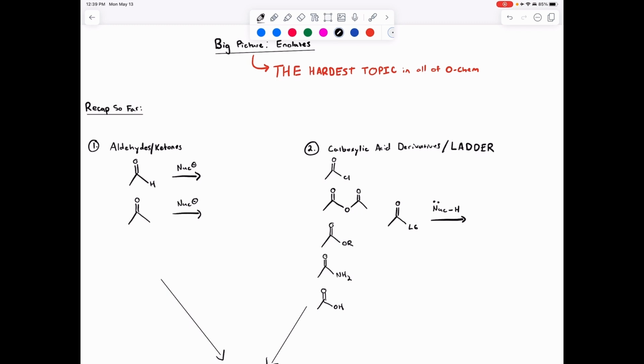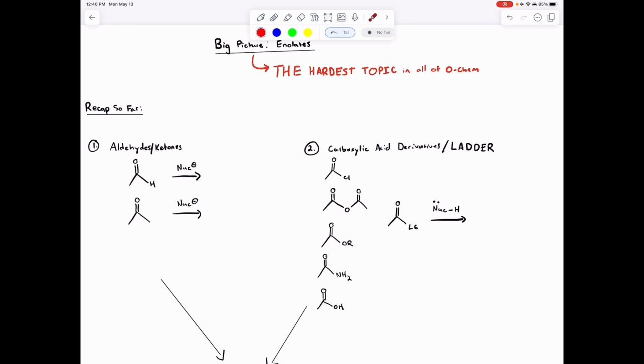and you'll be good. Okay, so since we're talking about the big picture here, I want to give you guys a recap of everything that you've learned up until this point in O Chem 2. Okay, and so what you've learned up until this point in O Chem 2 is you had an aldehydes and a ketones unit, and then you had a carboxylic acid derivatives unit, which I call the ladder.